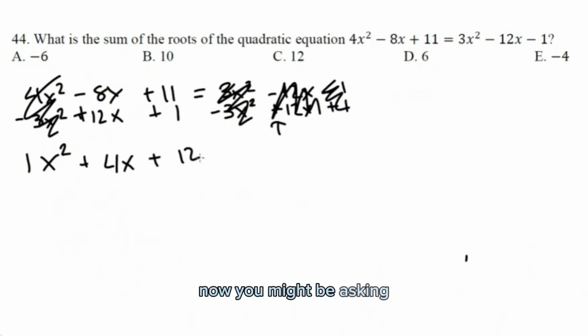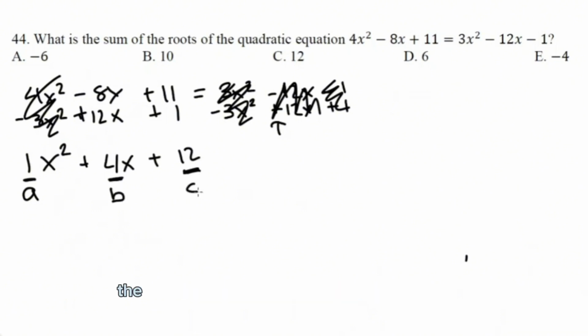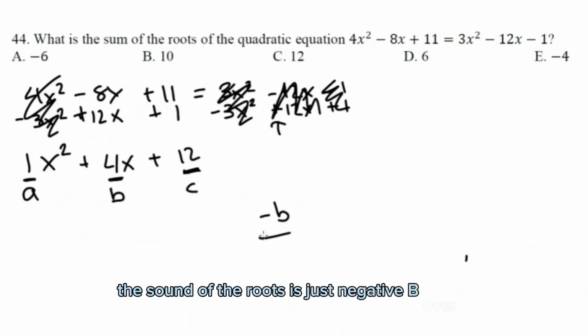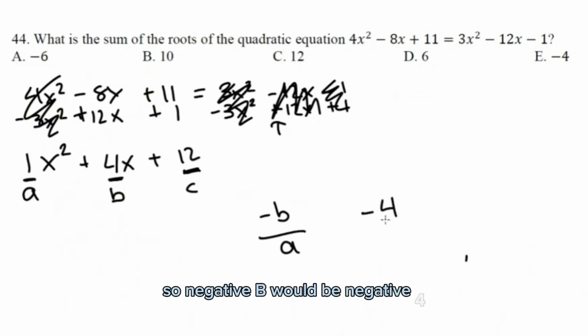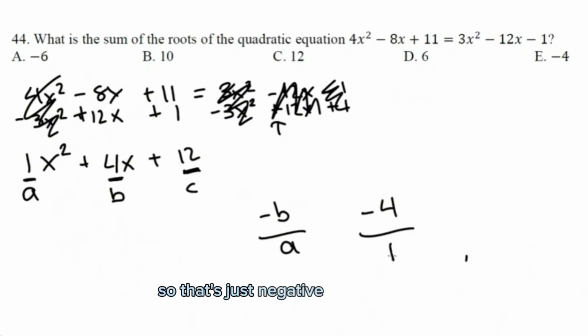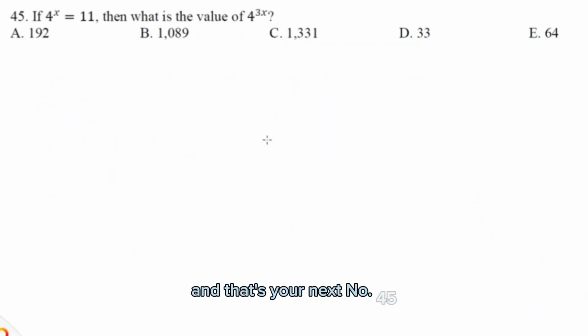Now you might be asking, why did I write the 1 here? Well, that's actually for us to use now. The way we find the sum of the roots really easily is pretty simple. The coefficient of x squared is going to be a, the coefficient of the regular x, or x to the power 1, is going to be b, and this last value is going to be c. So the sum of the roots is just negative b over a. In this case, b is 4, so negative b would be negative 4, and a is 1, so that's negative 4 over 1, which is just negative 4, and that's your answer.